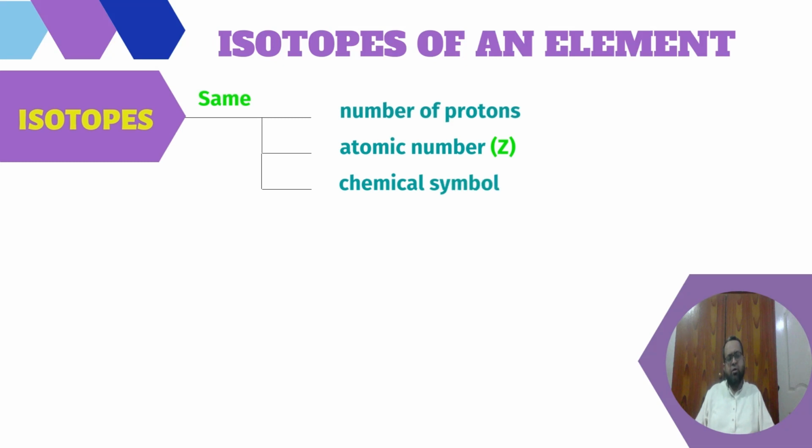The chemical symbol of isotopes of an element is the same. For example, we have shown two isotopes of carbon here, carbon 12 and carbon 13, but both of these have the same chemical symbol, that is C. C is the chemical symbol for carbon. Similarly, for other elements, isotopes have the same chemical symbol.